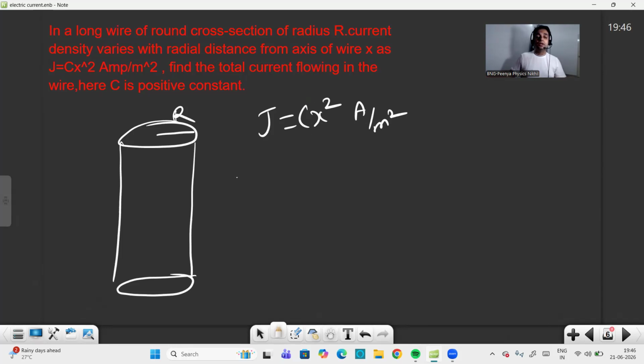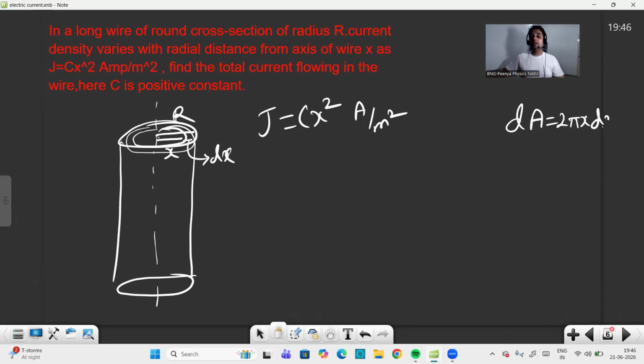As I just discussed, it is variable because current density is changing with x. It is a long round wire, so we should find dA first. What is the elemental area? Here the current density varies with the radial distance from the center. So from the center I take an elemental part at distance x, with thickness dx. The perimeter of this is 2 pi x and the thickness is dx, so dA is 2 pi x dx.